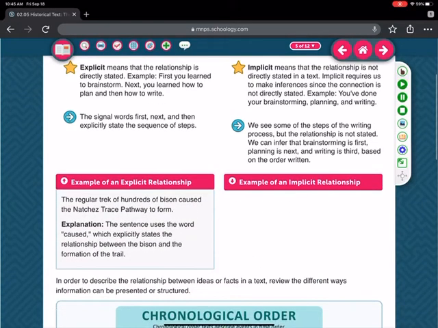So here's an example. So here's our sentence. It says, the regular trek of hundreds of bison caused the Natchez Trace pathway to form. Okay, so we know that this pathway formed because the hundreds of bison crossed it, okay? So our explanation, this is an example of an explicit relationship because it says it straight in the text, okay? It uses the word caused. We don't have to use any guessing. We know for a fact that the bison caused the pathway to form, okay?